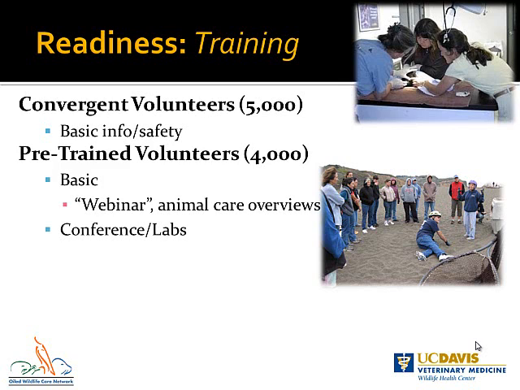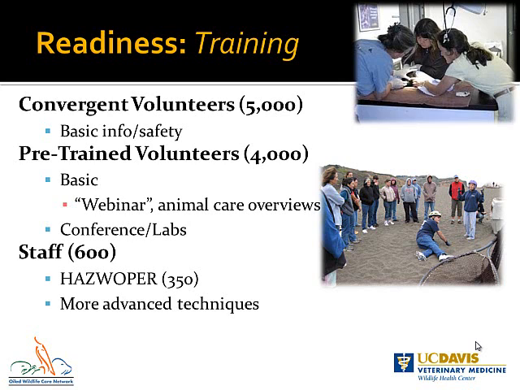The second tier is what we call our pre-trained volunteers. We have currently about 2,000 of those. In all our times of operation, we've trained about 4,000 volunteers. And these volunteers have a higher level of training than just people coming off the street. So they go through our webinar series and they attend our annual rehabilitation conference, which was actually held right here last October.